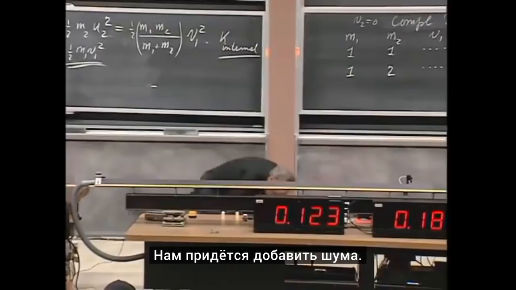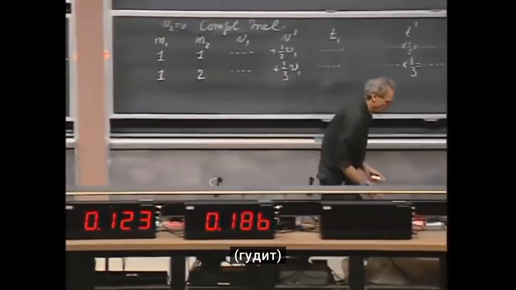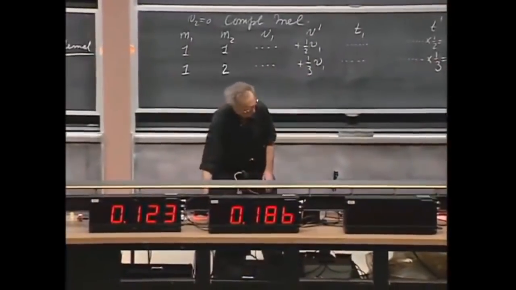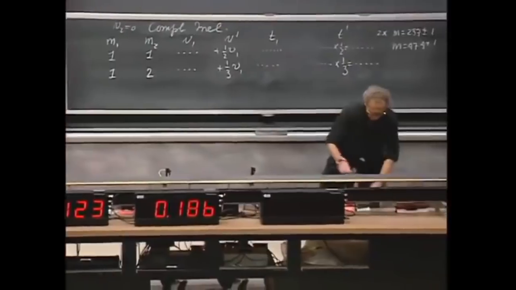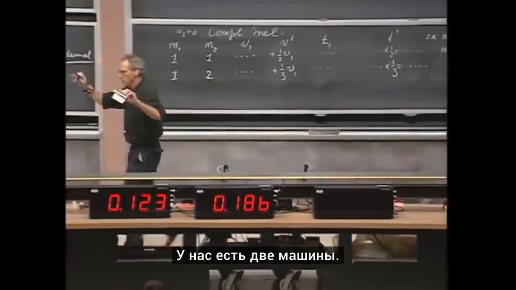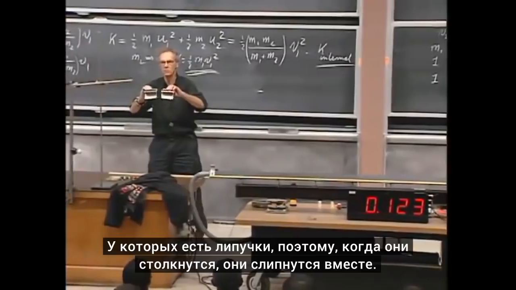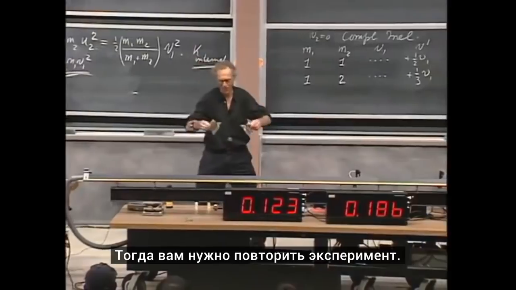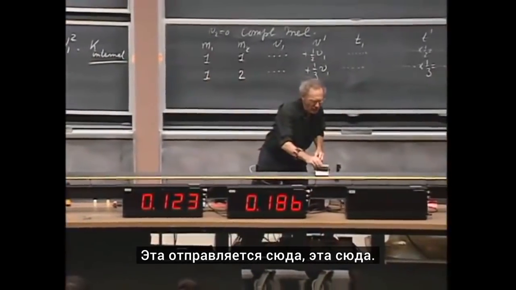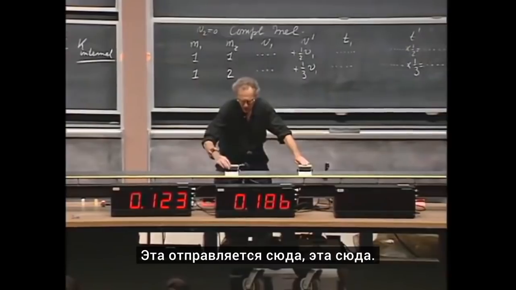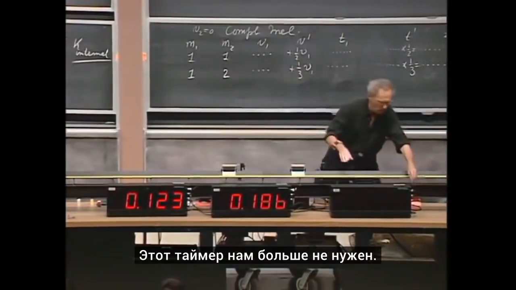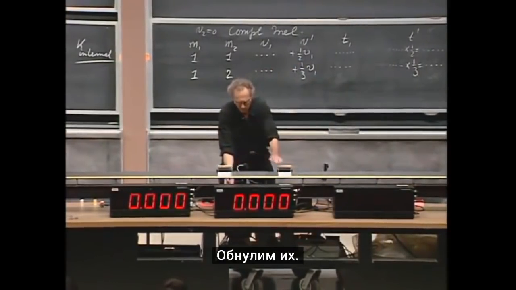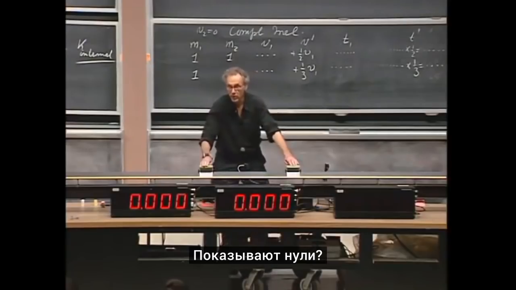So we have to get the noise back on. Air track 1, air track 2. Here we have the 2 cars. They have Velcro, so when they hit each other, they get stuck. Sometimes they bounce, actually. You have to do the experiment again. This one goes here. This one goes here. Are these 2 timers on? We don't need this timer anymore. Are they both on? Zero them. Are they zero?